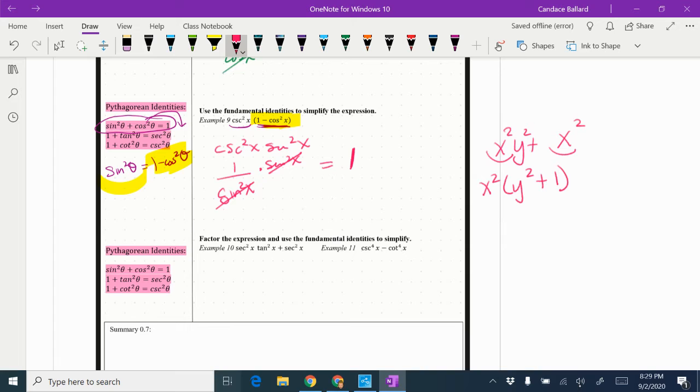Okay, so let's go ahead and look at this one here. Do we see how we have a secant squared in both of those? I'm going to take out a greatest common factor of secant squared, and I will be left with tangent squared x plus 1. Well, I notice that tangent squared x plus 1 is really the same as that, which means I get to substitute in secant squared. So I have secant squared x times secant squared x, which is really secant to the 4th x.